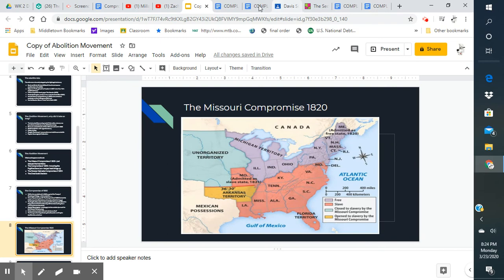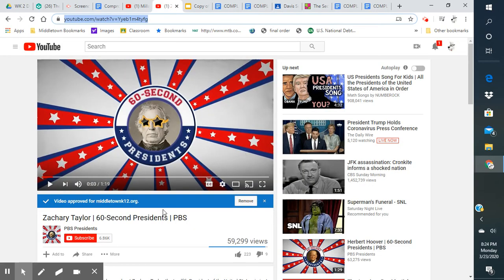One is going to be on the president who takes office and doesn't last very long, and then the one who follows him up. So pay attention for 60 seconds here, followed by another 60 seconds.